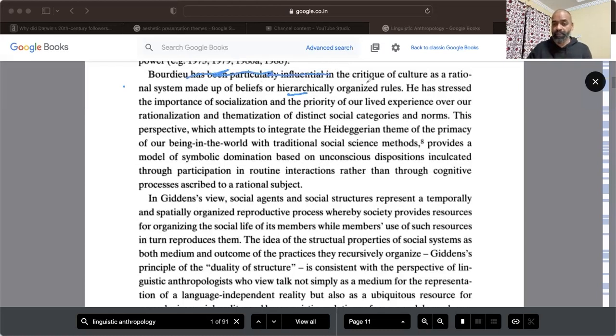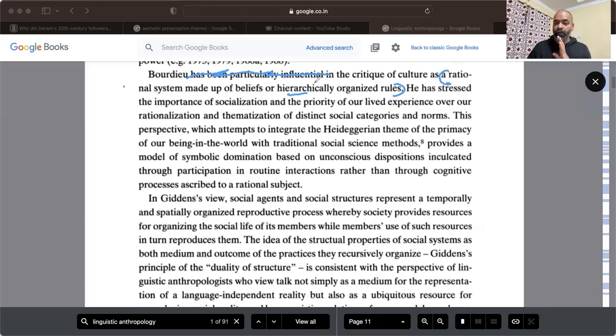What this guy wants to discuss is the critique. Critique here is not criticism. Critique is basically explanation of something. Okay, so a movie review, for example, is a critique of the movie. It's not criticism. It's like both pros and cons. It's analysis. Okay, critique. So the critique of culture, this is the definition of culture: a rational system made up of beliefs or hierarchically organized rules. So this is the definition of culture as given by Bodo.